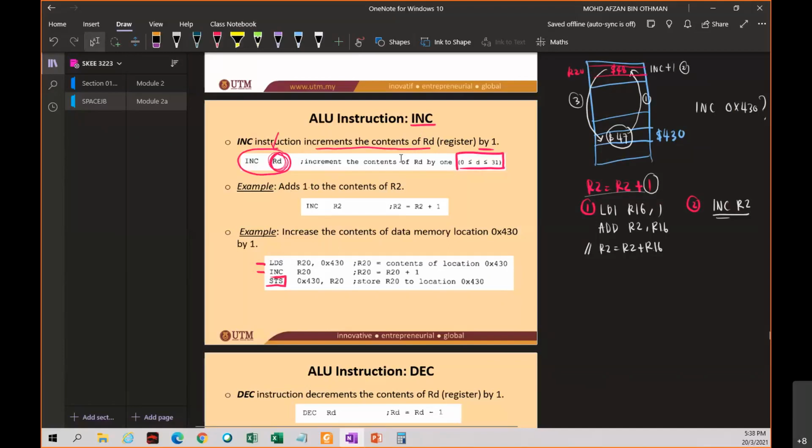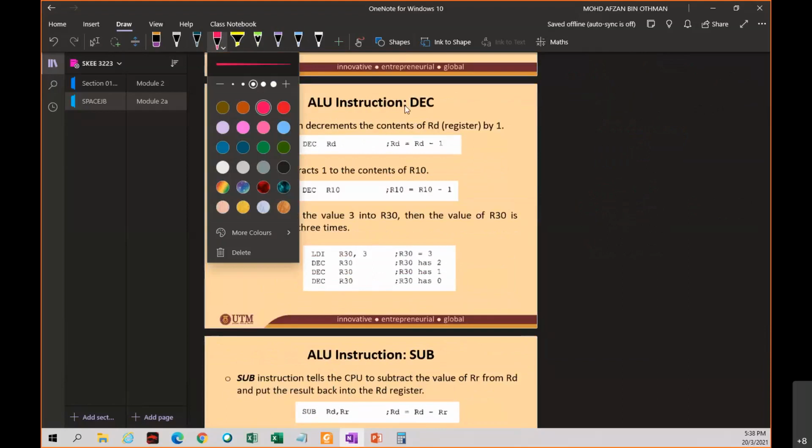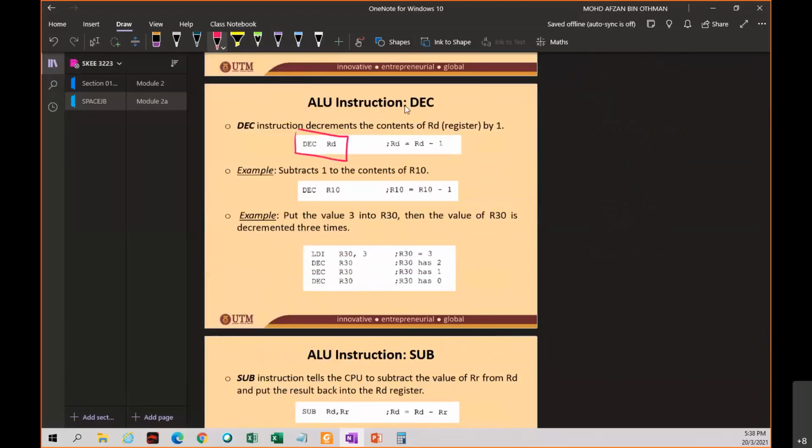Okay, so increment means that you're going to increment the value inside the register by 1. Okay, then if you're going to decrease the value in the GPR by 1, you can use the decrement instruction. Okay, so DEC. Okay, so this is the syntax, DEC RD, di mana RD sama dengan RD minus 1. So RD ni can be from R0 to R31. Okay, example, subtract 1 from the content of R10, so you just simply put DEC R10. Okay, another example, put the value 3 into R30. Okay, so kamu ada ni.